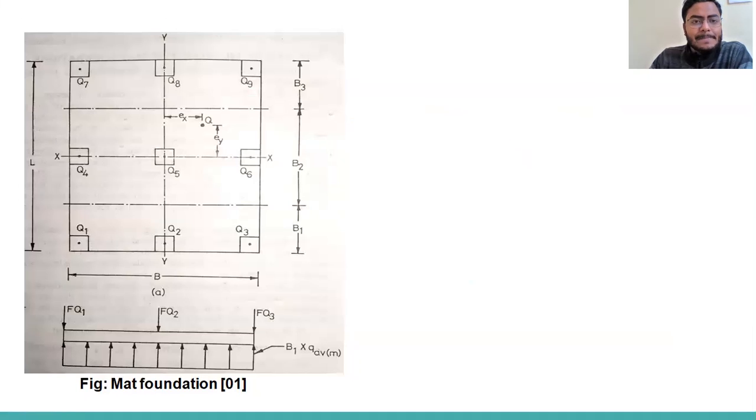So in this figure, you can see there is a raft foundation which is supporting 9 loads Q1, Q2, Q3, Q4, with names given up to Q9. Their dimension is given as B into L. The raft is in a rectangular shape, so the centroid will be here, at a distance of B by 2 and L by 2 from the edges. There are various procedures that we can follow to calculate or to design the raft foundation.